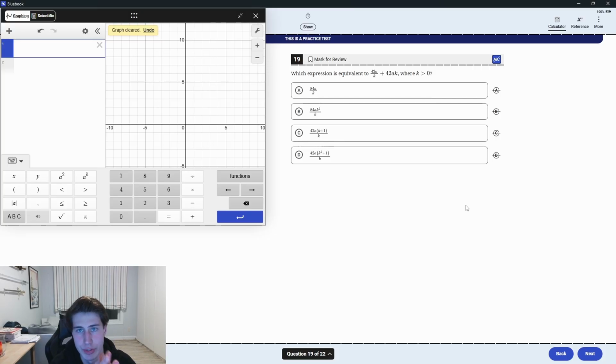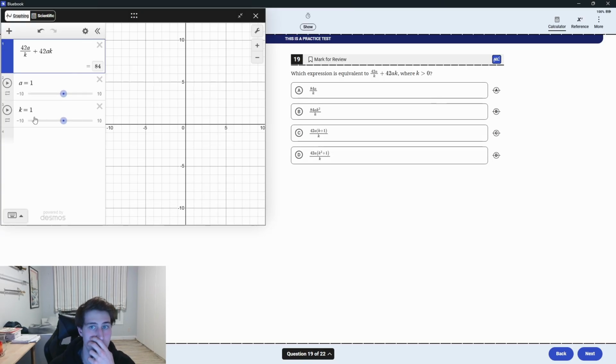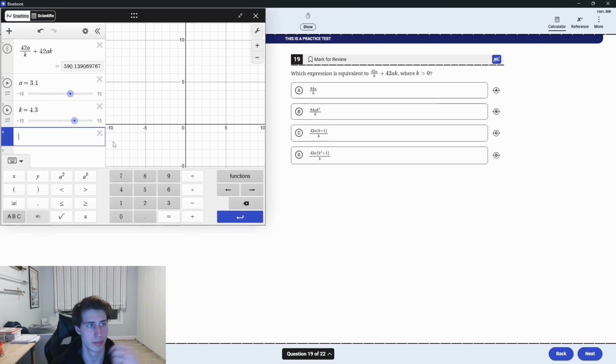19. Which expression is equivalent to 42a over k plus 42ak, where k is greater than 0? So in this case, we can do a Desmos trick, where we just figure out what actually works. So, like I said, let's change the slider to something random, and set k greater than 0. So k guaranteed has to be something bigger than 0. So let's just pick 2 random numbers, something other than 1. And now let's try answer choices.